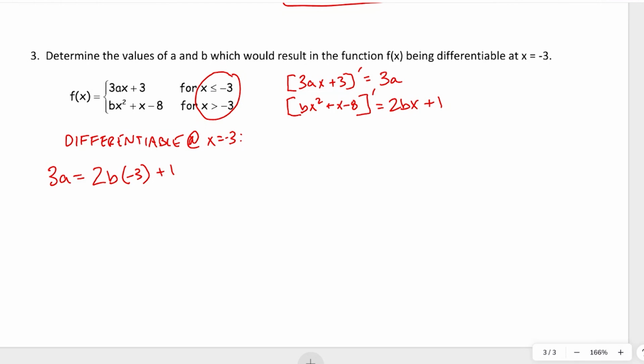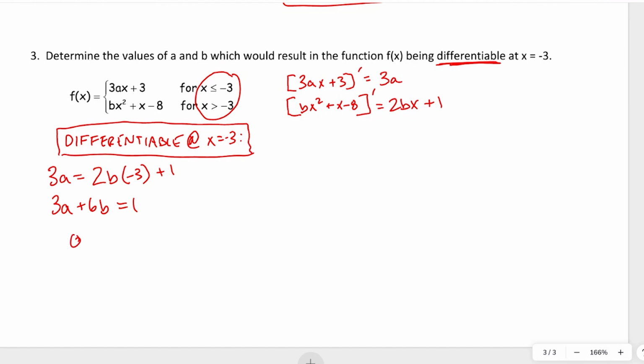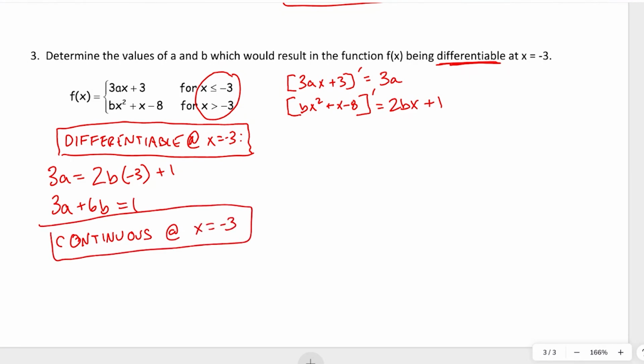So let me just try to clean this up a little bit. I'll say 3a, and this will be -6b, so plus 6b equals 1. Obviously, we can't solve this. So what we also need to do is come up with another equation that we can get from knowing that if this thing is differentiable, then it's also continuous. So if it's continuous as well, that means that these two pieces need to be equal to each other, the original pieces, at x equals -3.